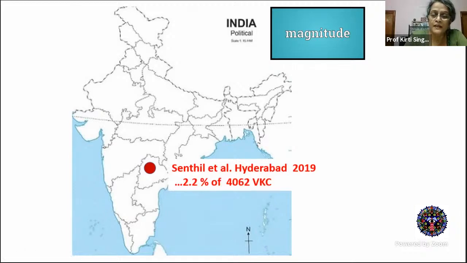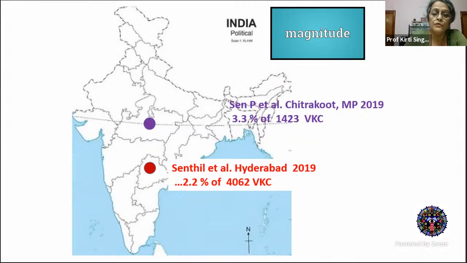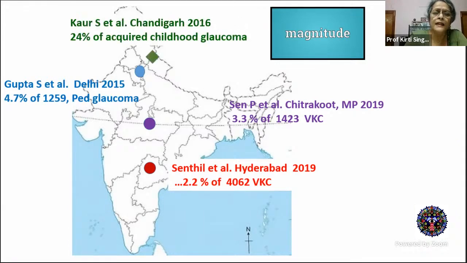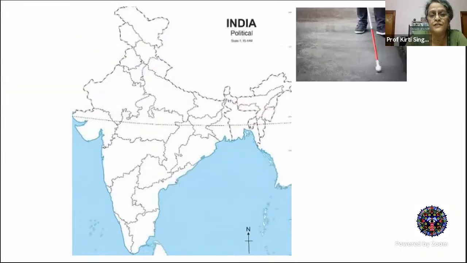Various population-based studies and hospital-based studies from different parts of India have shown that the prevalence of steroid-induced glaucoma in VKC situations is almost 2.2 in the Hyderabad study, 3.3 in the Chitrakoot study, 4.7 in the RP center study, and in the PGI study it is almost one quarter of the acquired childhood glaucomas. So as you can see by these figures, the magnitude is immense. And almost all of these affected patients are children.